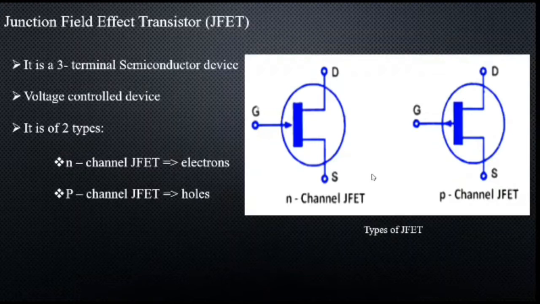A JFET is a three-terminal semiconductor device in which current conduction is by one type of carrier, that is either electrons or holes. The current conduction is controlled by means of an electric field between the gate and the conducting channel of the device. While a normal transistor is a current control device which needs current biasing, the JFET is a voltage control device. The JFET has high input impedance and low noise level.